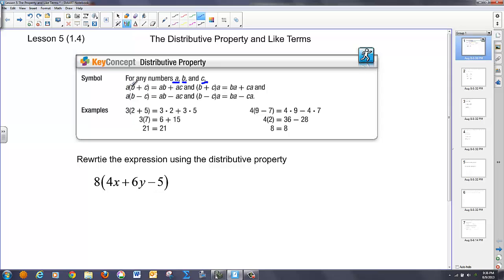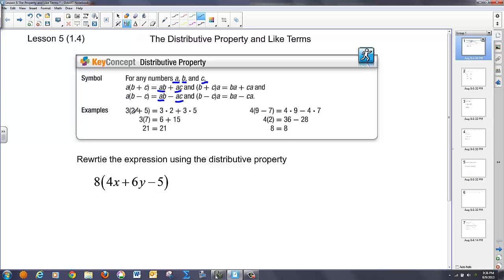If A is multiplied by the sum of two terms, that's the same as multiplying A by the first term and A by the second term and then adding the two products up. If A is multiplied by a difference of two terms, then that's the same as multiplying A by the first term, A by the second term, and taking the difference of those two products. And you can see that in this problem here.